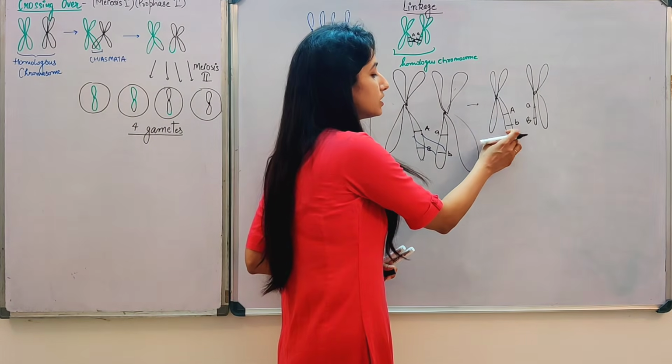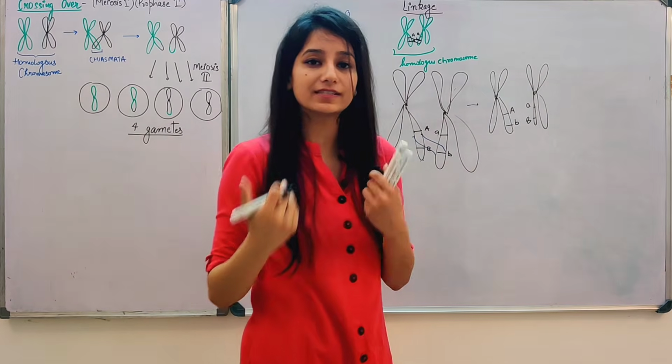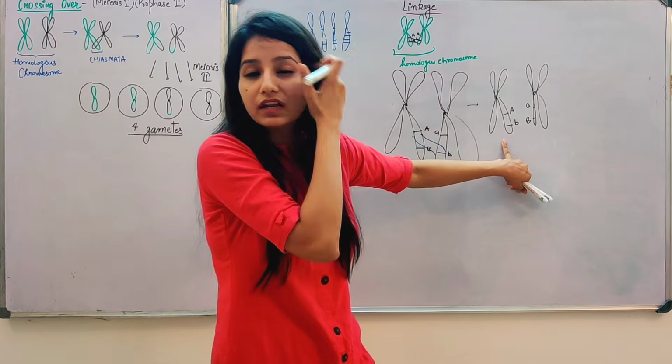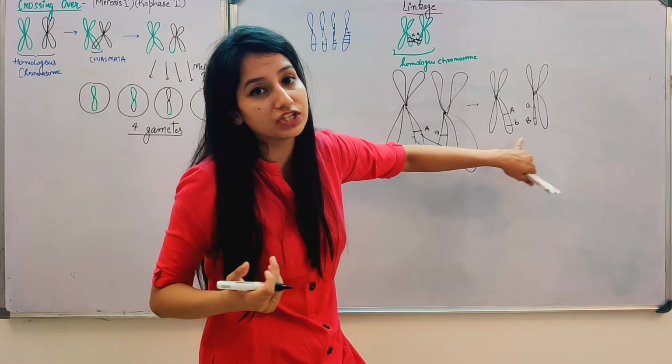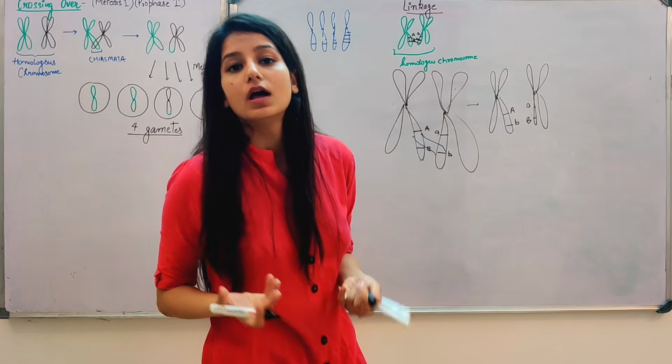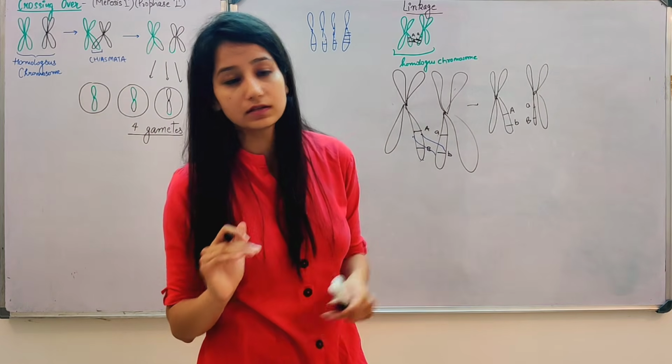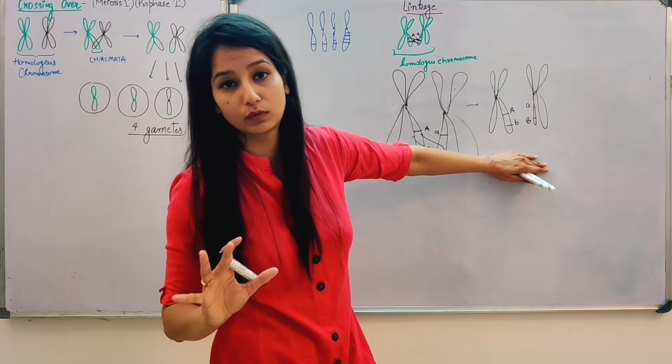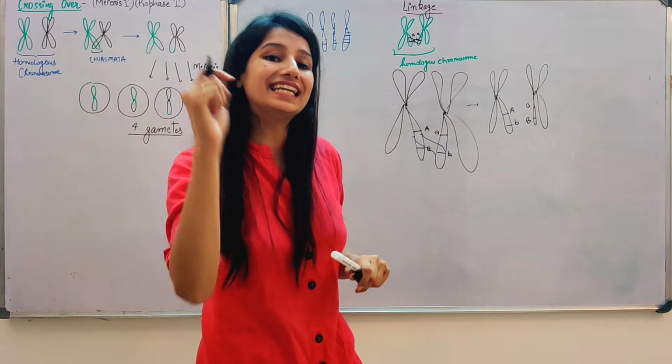Obviously, if genetic material is exchanged due to crossing over, then some part of a gene will go into this chromosome and some part of a gene will come into this chromosome. That is a simple thing, that is what is done in crossing over. But now, what does linkage say?